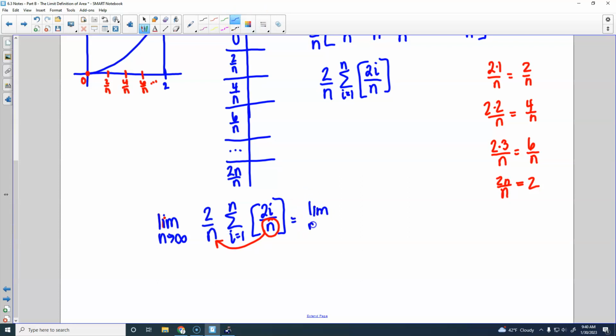Limit as n approaches infinity of 2 over n squared times the sum from 1 to n. Actually, in fact, this 2 right here, I could pull it out too, because it's just a coefficient. It really doesn't matter whether you pull it out here or pull it out later. I'm going to go ahead and take it out. So that would make this 4 right here. And then I would have just the I right there.